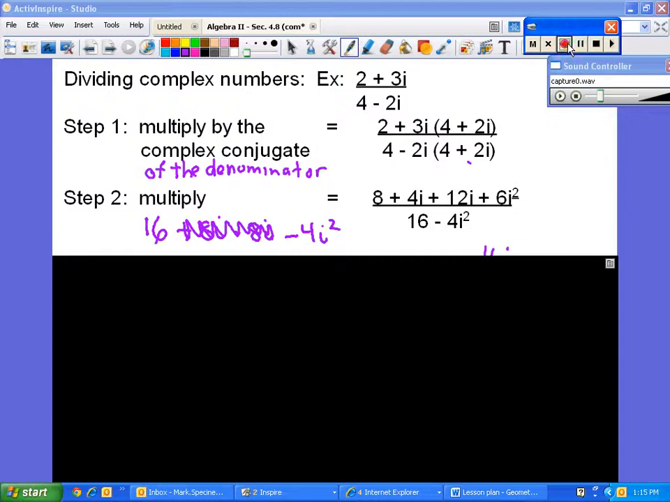We learn what the conjugate is. Same numbers, 4 and 2i. This is a minus sign, you put a plus sign. All right, now we can simplify.